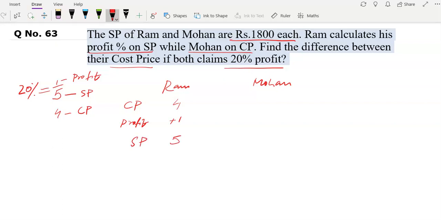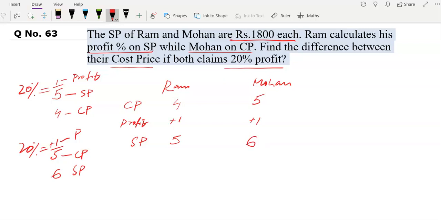Now Mohan calculates profit on cost price. So for Mohan, this is CP. He calculates profit on cost price. So 5 is CP, 1 is the profit. So SP will be how much? 5 plus 1, 6. So for Mohan, CP is 5 units, profit is 1, SP will be 6.